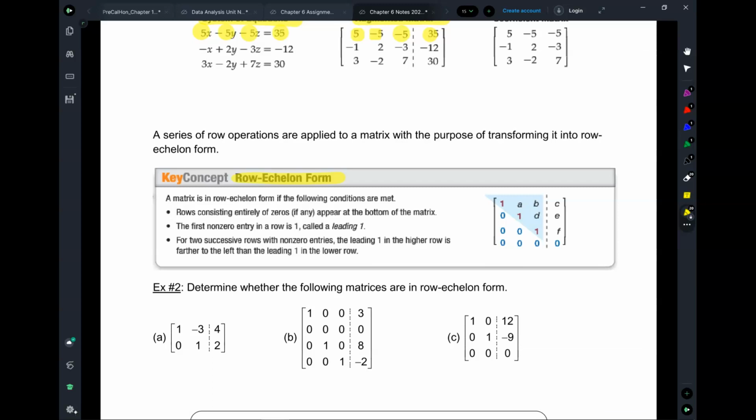So look at how a matrix looks in row echelon form. The main diagonal is all ones.